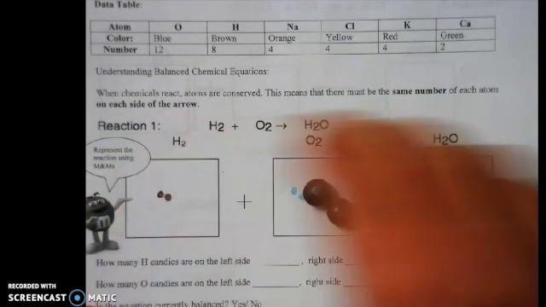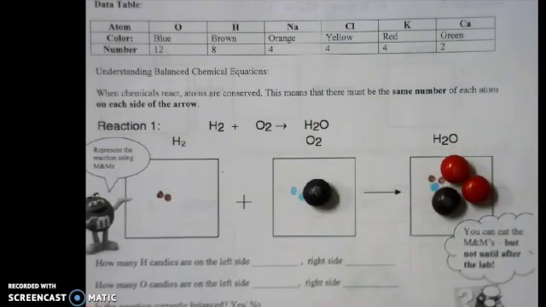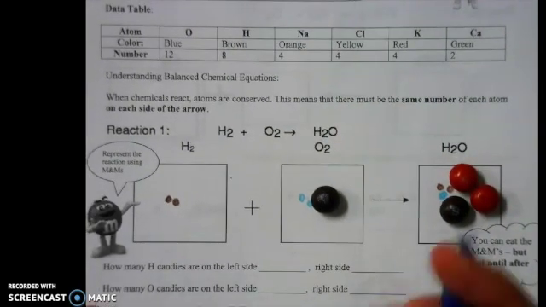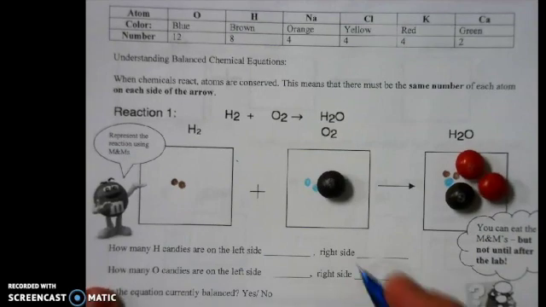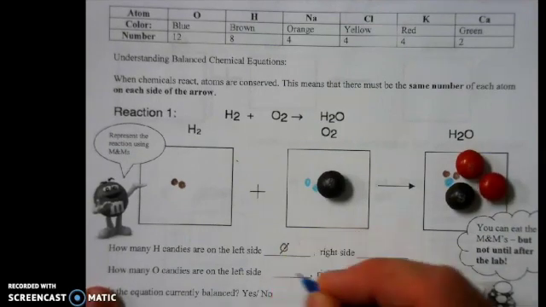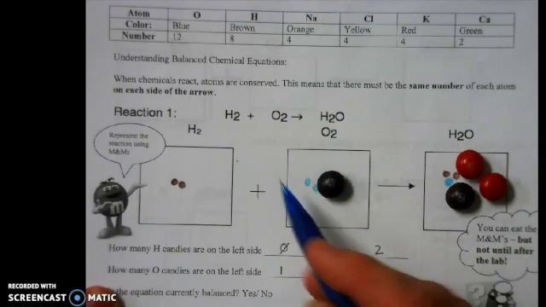So we have 2 hydrogens over here and 1 oxygen. So we are not balanced. If we go ahead and answer these questions down here at the bottom, we'll see we have 0 hydrogen candies left on the left side and 2 on the right. There's 1 oxygen on the left and 1 on the right. So we did not use up all of the oxygen.